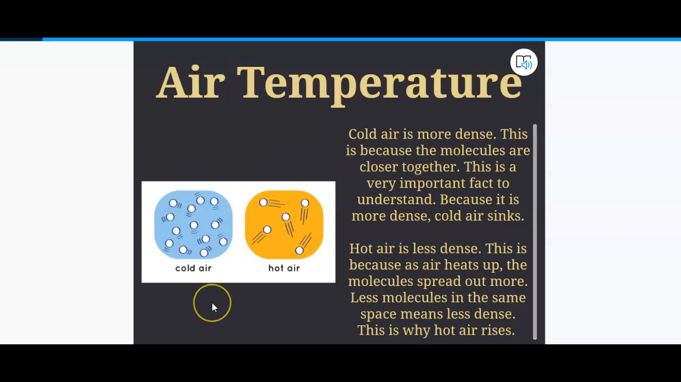This picture is important. We have that on the anchor chart. And we talked about how cold air is more dense. We just took some of this because the molecules are closer together, and that causes cold air to sink. Hot air is less dense. The molecules have more heat energy. They're moving further apart with more energy, and therefore it is less dense. That will come into play because that's the start of our convection cells.